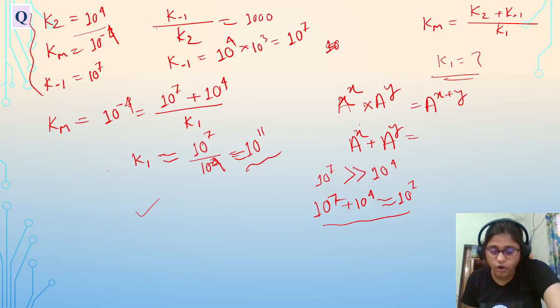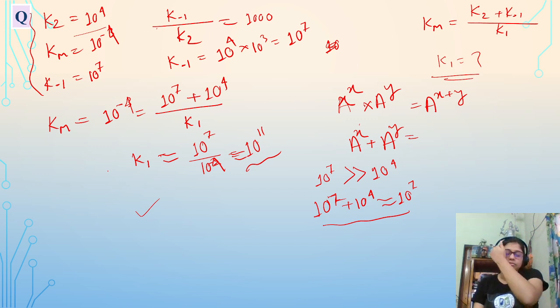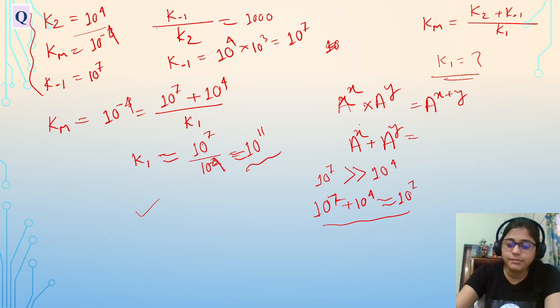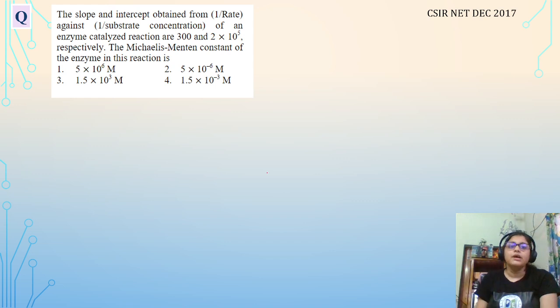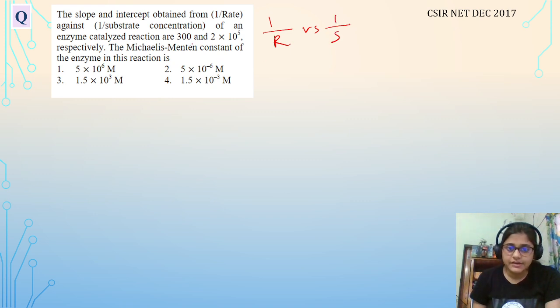Fine, we have understood this. This was actually a long kind of problem, but this is easy if you know all the terms. Okay, now the slope and intercept obtained from 1 by r against 1 by s. Again, 1 by r versus 1 by s. Fine, in the enzyme catalyzed reaction, the slope and intercept are given, so we have to find out the Michaelis Menten constant, the Km value.